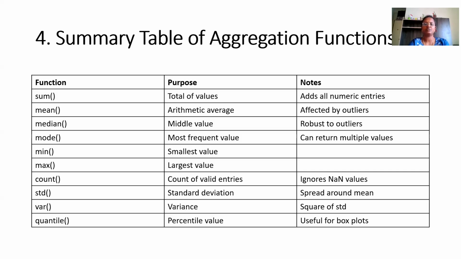And count will count the total number of entries available in the data set. Standard deviation will tell you how the values are spread around the mean value. In the same way, variance shows how the values vary according to the mean value. Finally, the quantile will give you the percentage value.